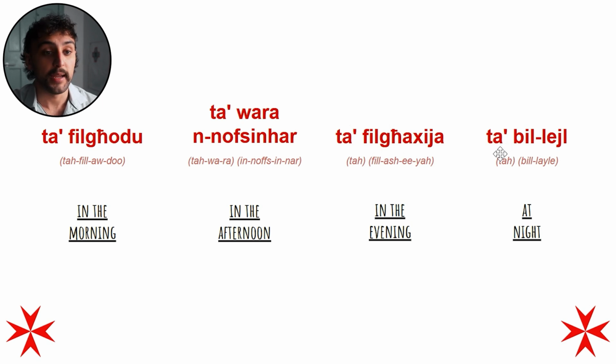That's ta bil-lejl. And just so you know, the specific translation of the word ta is actually of. So the literal translations of the sentences here are of morning, of afternoon, of evening, and of night. But of course, we don't say it like that in English. Now let's take a look at the next one.